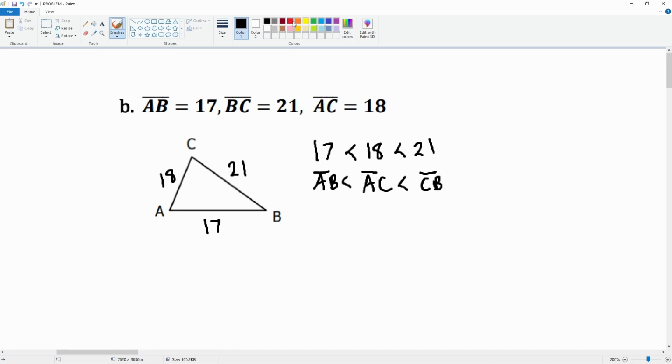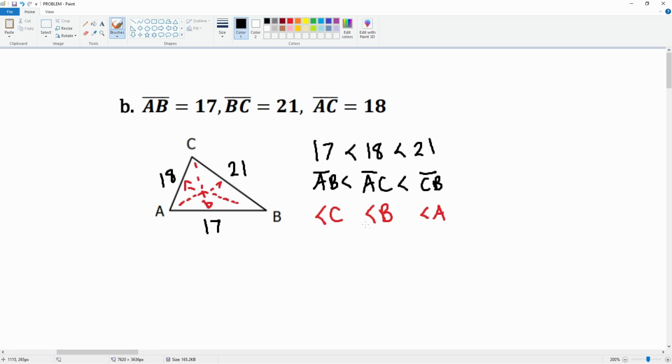Okay, let's see, what is opposite to line AB? That is angle C. AC, it is right here, which is 18. Opposite to that is angle B. And then we have CB. Opposite to that is angle A.